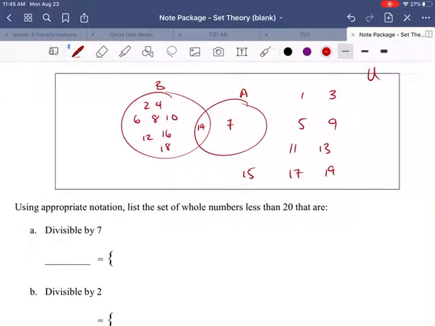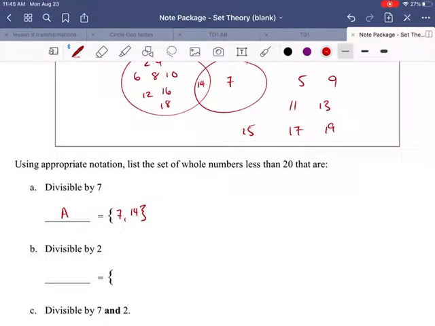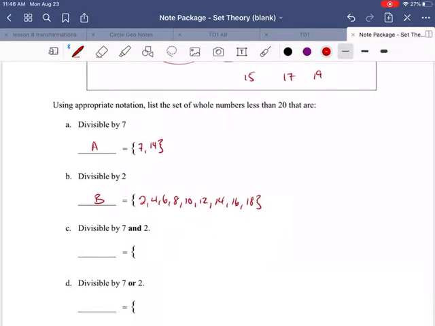Using appropriate notation, list the set of whole numbers less than 20 that are divisible by 7. A is equal to 7 and 14, closed off with the curly brackets. Divisible by 2, set B is equal to 2, 4, 6, 8, 10, 12, 14, 16, and 18. Now, which numbers are divisible by 7 and 2? This is A intersection B, and the only one that occurs is 14.